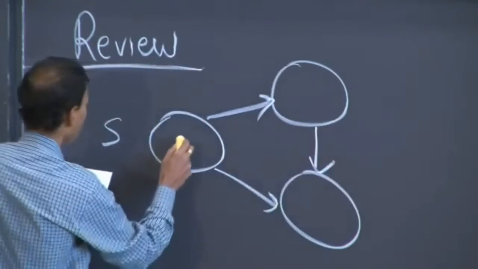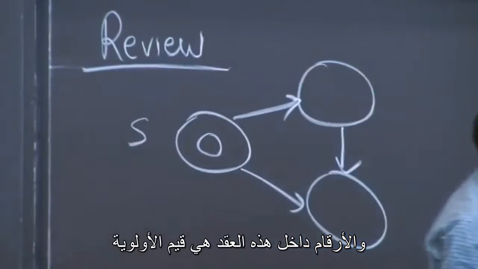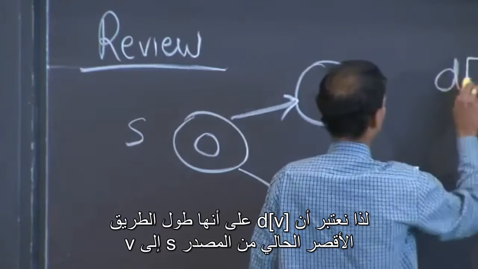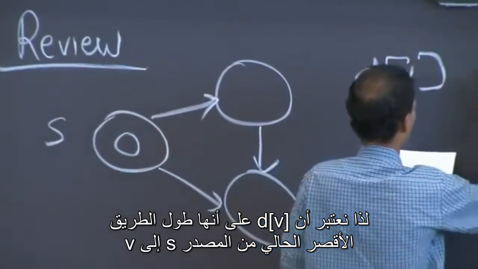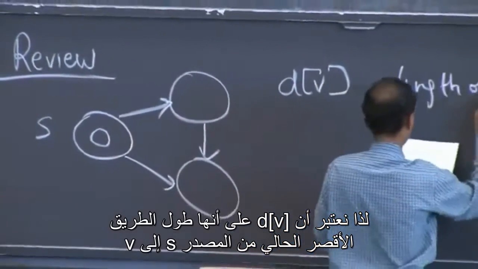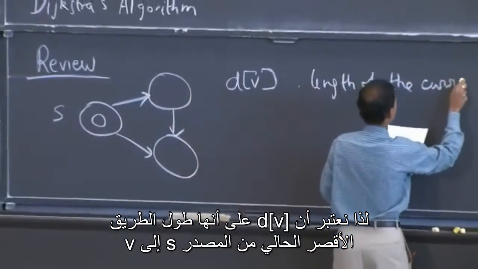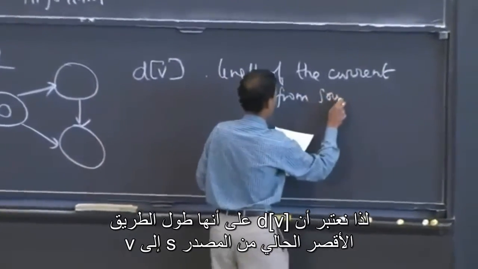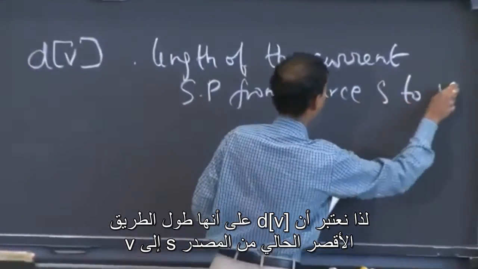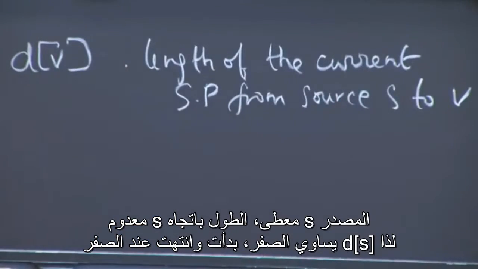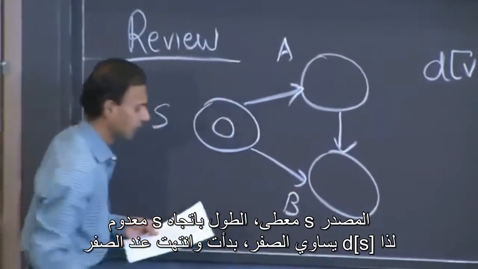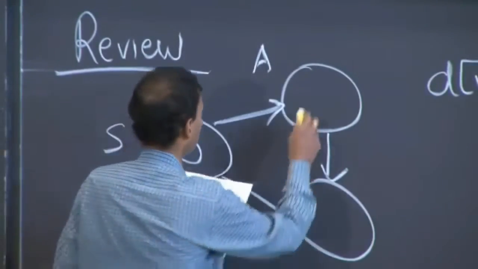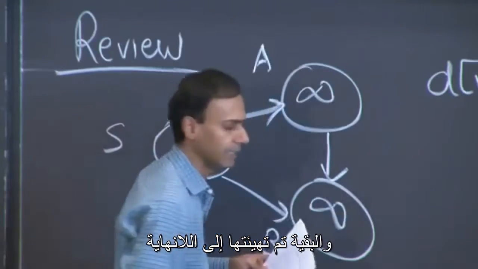The numbers that are inside these vertices are our priority values. So we think of d of v as the length of the current shortest path from the source S to v. Given the source S, the length to the source is 0, so d of S is 0. It starts at 0 and ends at 0. And the other ones are initialized to infinity.